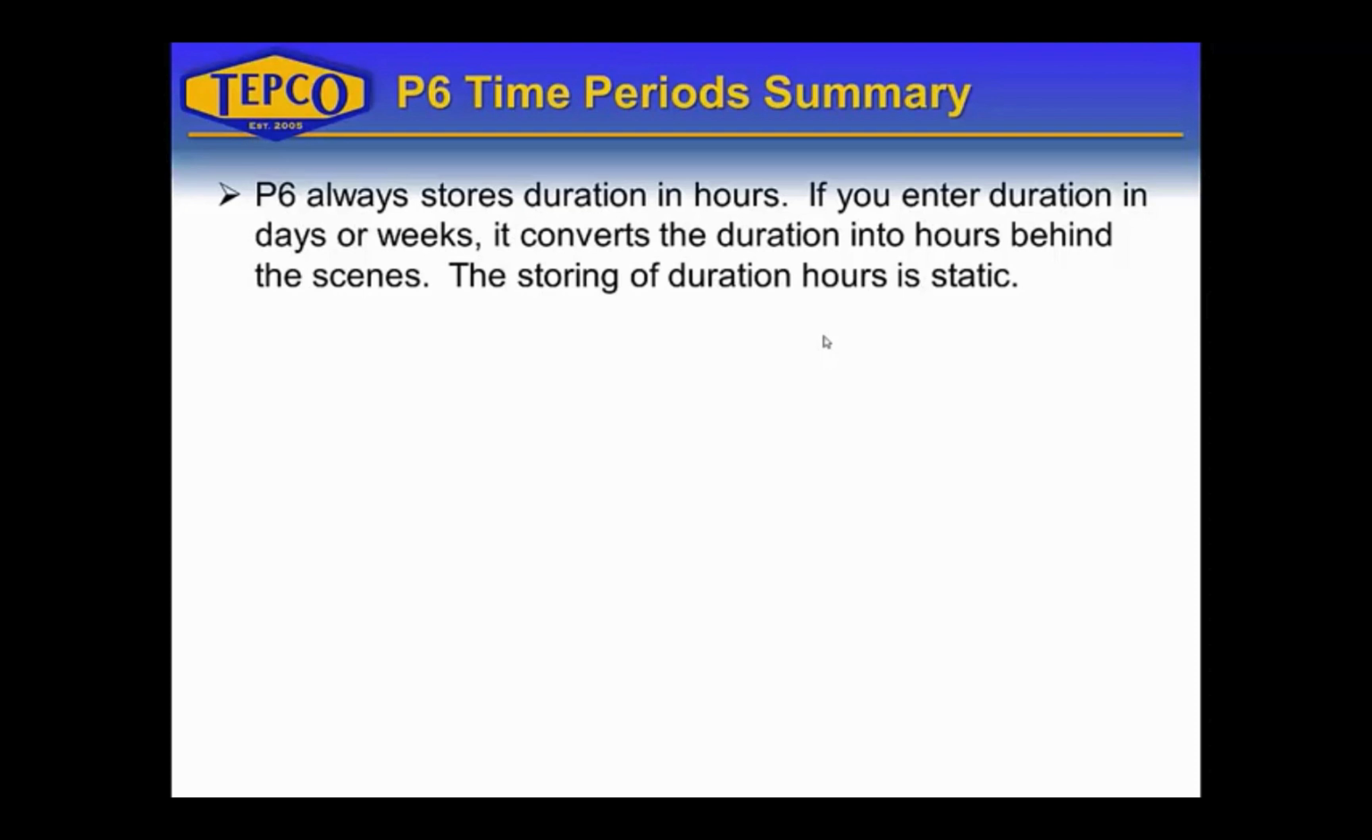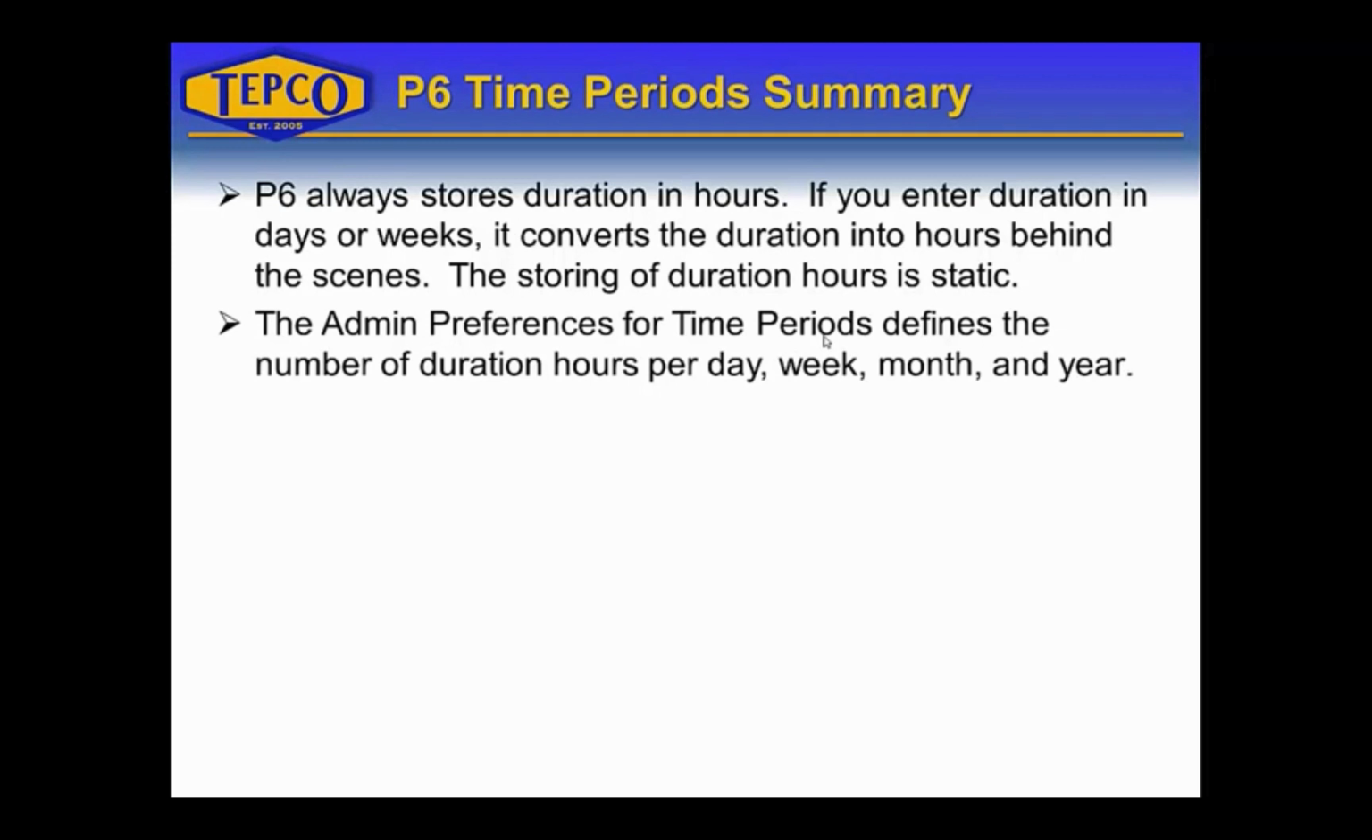But the way the durations are displayed can change. So if you are looking at it in days or weeks, those things can then alter based on how you have made the change to the time periods. The admin preferences for time periods define the number of duration hours per day, week, month, and year. So if you are utilizing the admin preferences only and not using the calendar time periods, you want to make sure you have a clear understanding of what numbers are entered into those admin preferences for time periods.